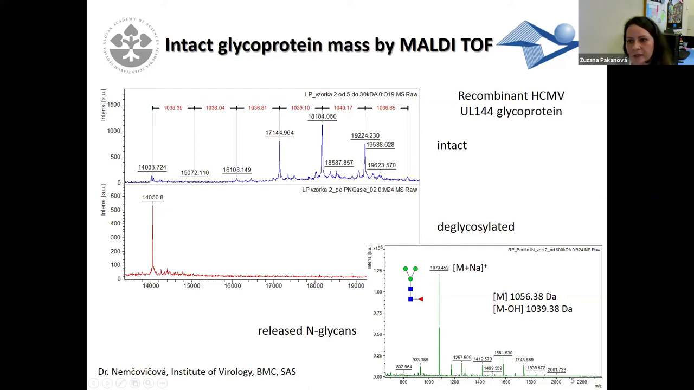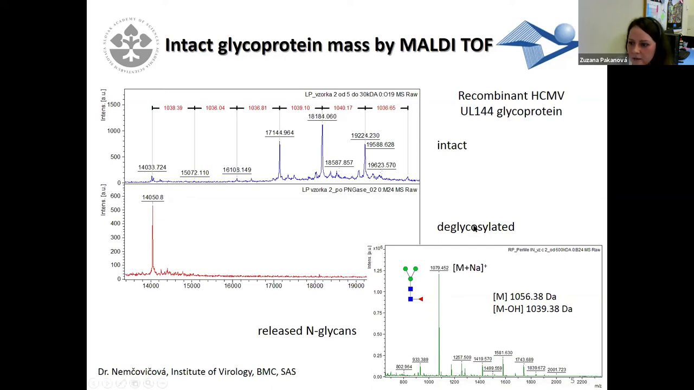After the protein deglycosylation, we have observed only the first 14 kilodaltons peak. So from this analysis, we can conclude that this 14 kilodaltons is the intact protein, and seven glycosylation sites are occupied by the same glycan.